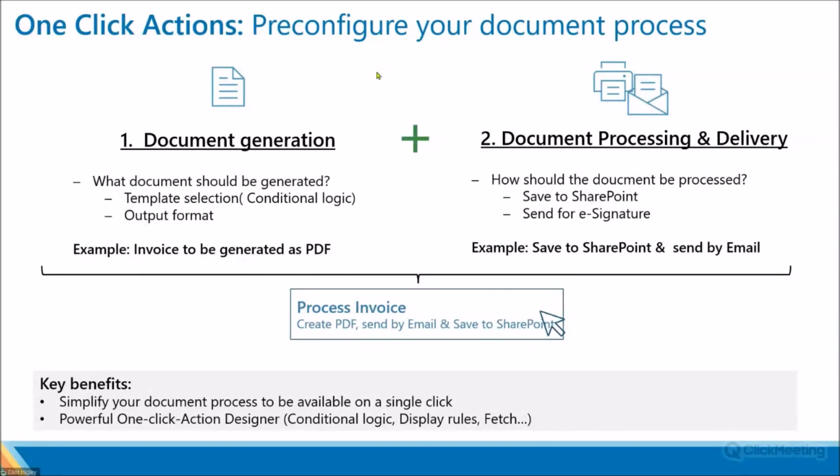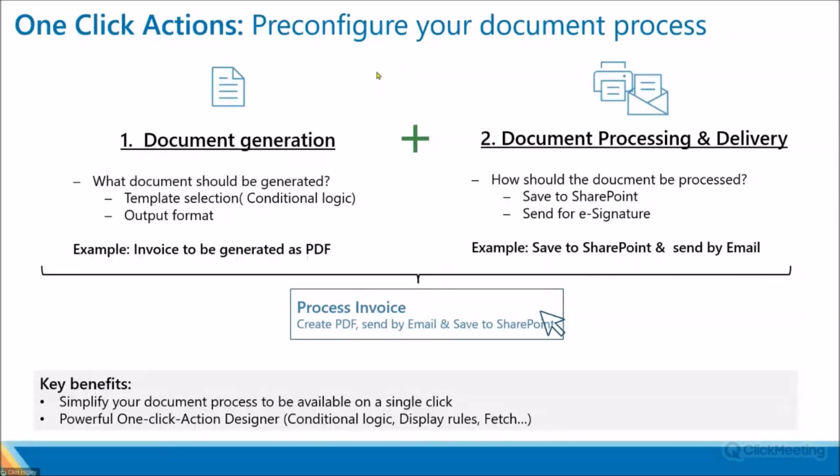And basically what a one-click action is, it allows you to pre-configure your document process. Of course, the first step is your document generation. You're telling it what kind of documents should be generated. You can do template selection in there, conditional template selection, multi-part, a whole bunch of different stuff. And you can pick your output format. An example of that would be you want to create an invoice that's going to be generated as a PDF.